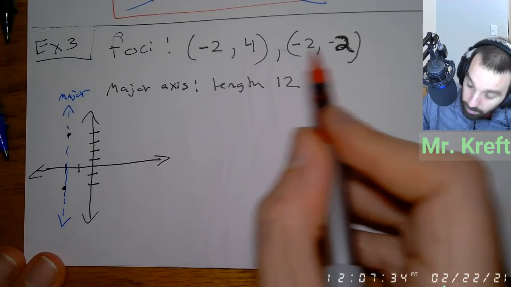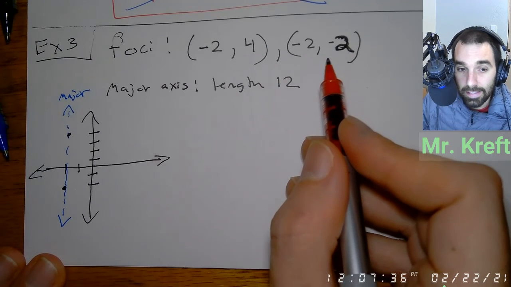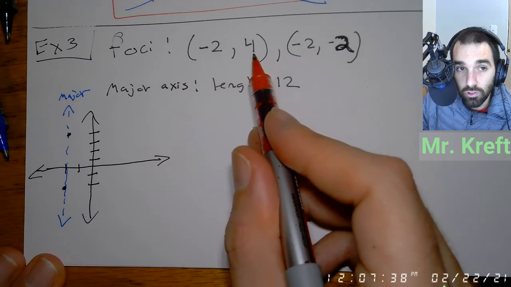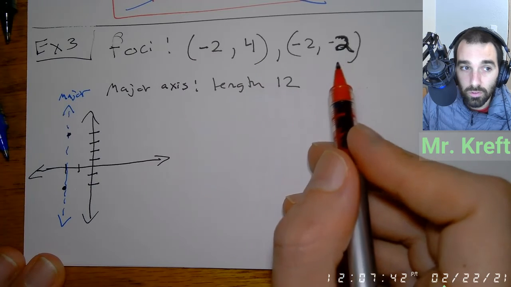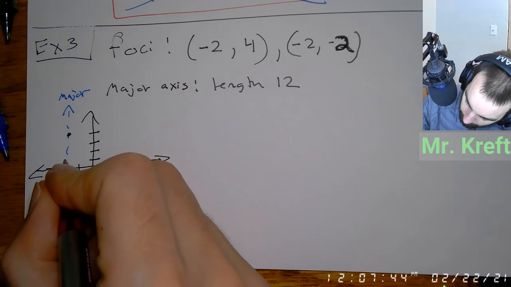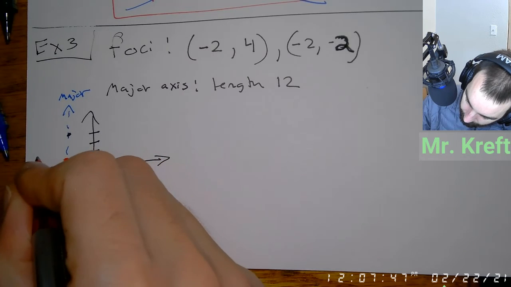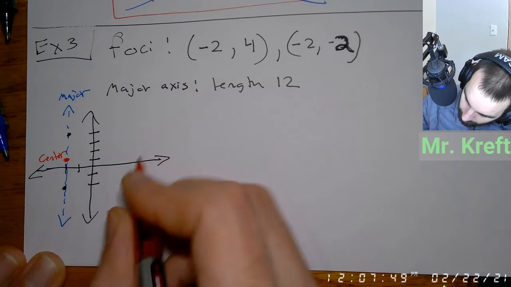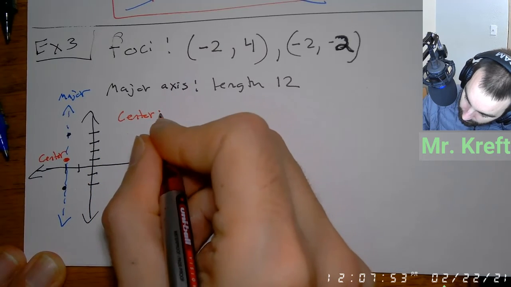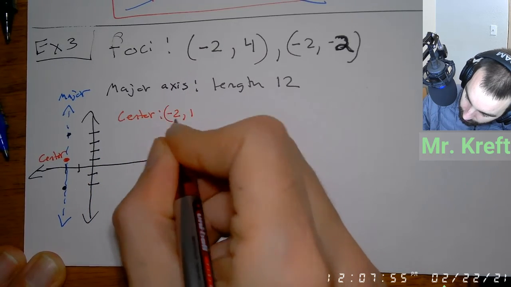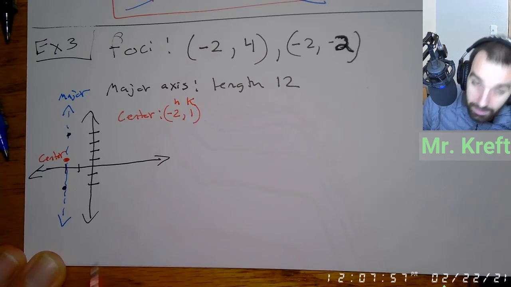The center is going to be halfway between these two. So again, to find the average or the middle, you're going to just add them up and divide by 2. So 4 plus -2 is 2, divided by 2 is 1. So that means my center is right here. So let's get this down. My center is going to be at (-2, 1). Right, so this is my H and that's my K.